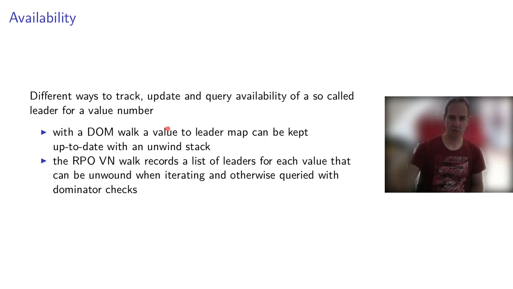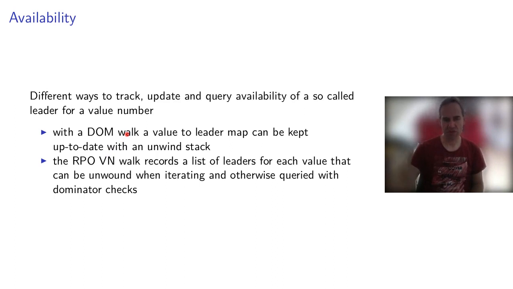The easiest way is if we do not perform a program walk, but a dominator walk of a function. Then when we visit a statement and record a new value number, we can just keep a one-to-one map with the variable currently holding the value. So each time we see the same expression, we can update this with the left-hand side of the actual expression. And when we do the dominator walk, we backtrack when we go back to the parent in the tree, and then we can restore the previous value in this map.